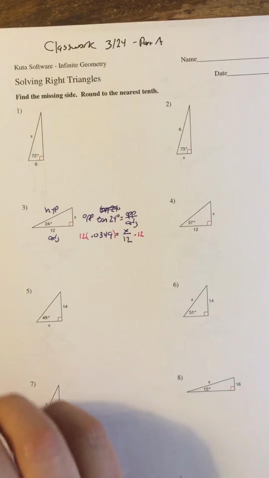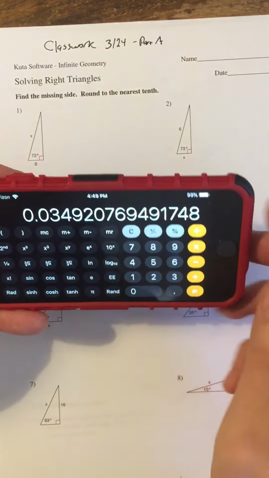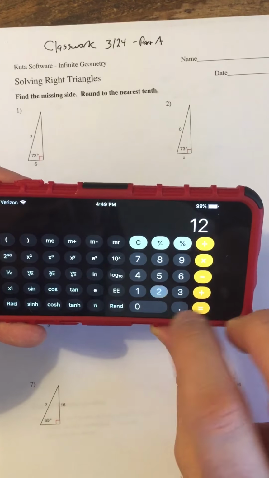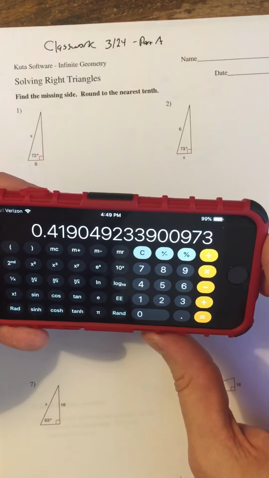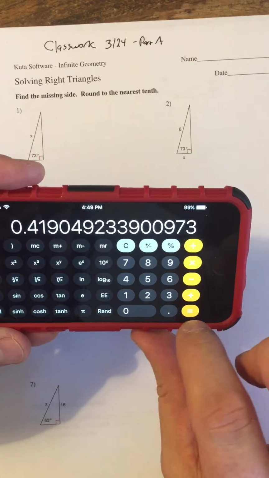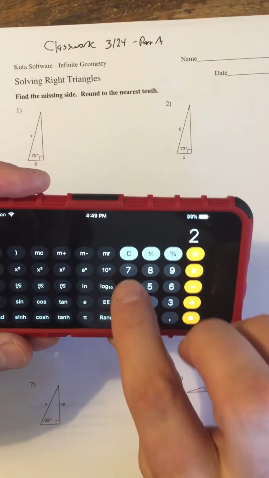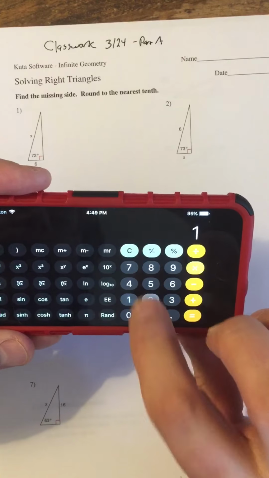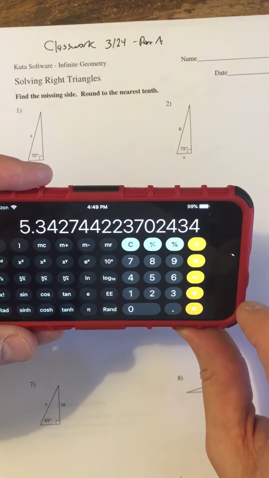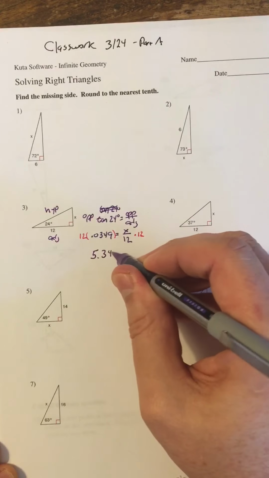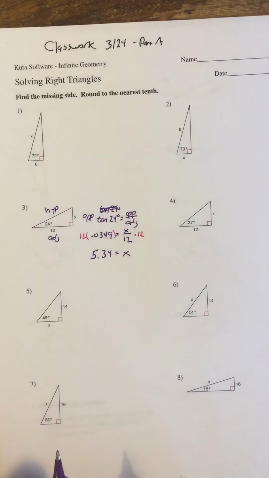So I can do that on my calculator. I don't have to re-enter this number. I can just go times 12 equals. And it tells me a totally wrong number. So let's try that again. If I go 24 degrees tangent, and then I should be able to just go times 12. I think I hit a number wrong, and I get 5.34. We can round our answers to 2 decimal places, so 5.34 equals x. So that's that one.